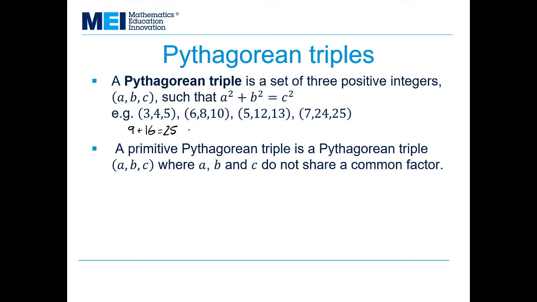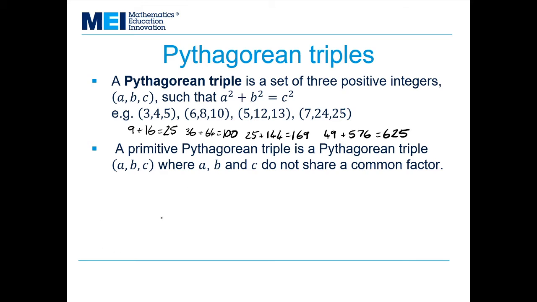If I double each of those values, I get 6, 8, 10. 36 plus 64 gives me 100, which is 10 squared. You might also have come across before 5, 12, 13: 25 plus 144 is 169, which is 13 squared. And slightly less well known, 7, 24 and 25 are related because 49 plus 576 gives me 625.